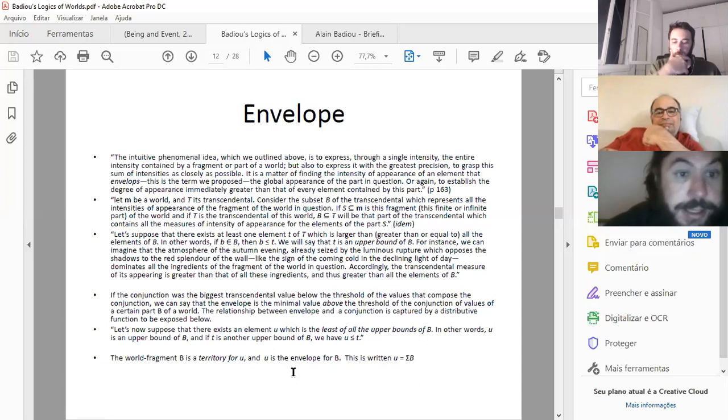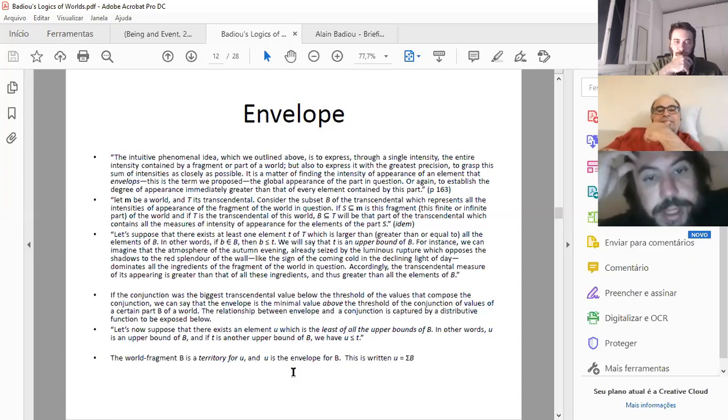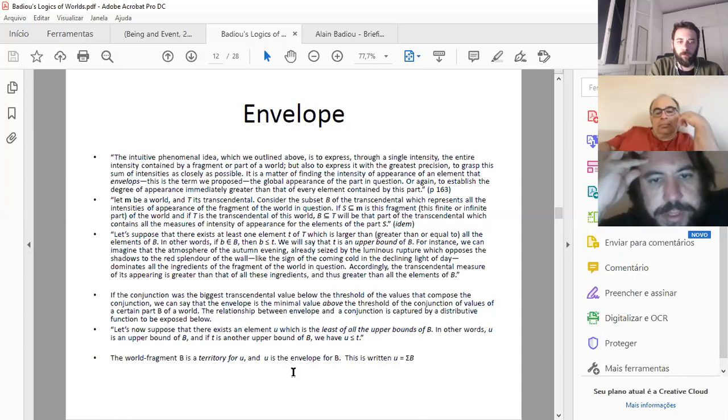The entire intensity contained by a fragment or part of the world, but also to express it with the greatest precision, to grasp this sum of intensities as closely as possible. It is a matter of finding the intensity of appearance of an element that envelops, this is the term we propose, the global appearance of the part in question, or again, to establish the degree of appearance immediately greater than that of every element contained by this part.